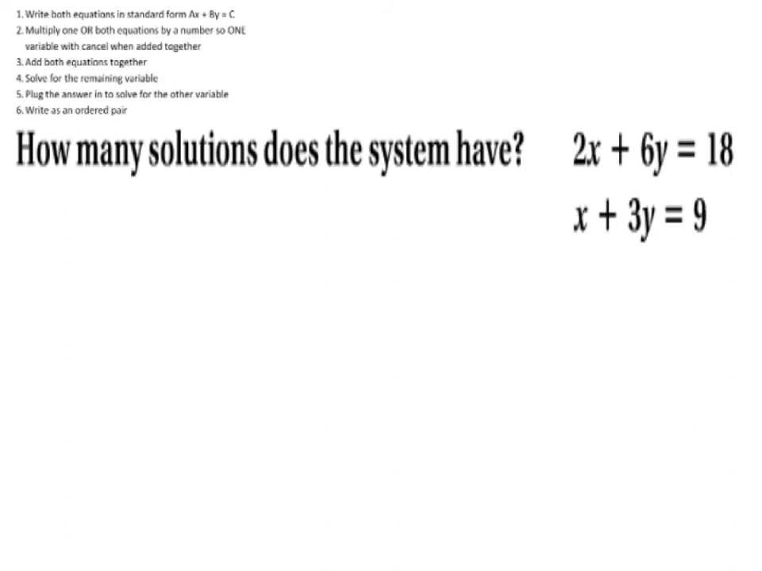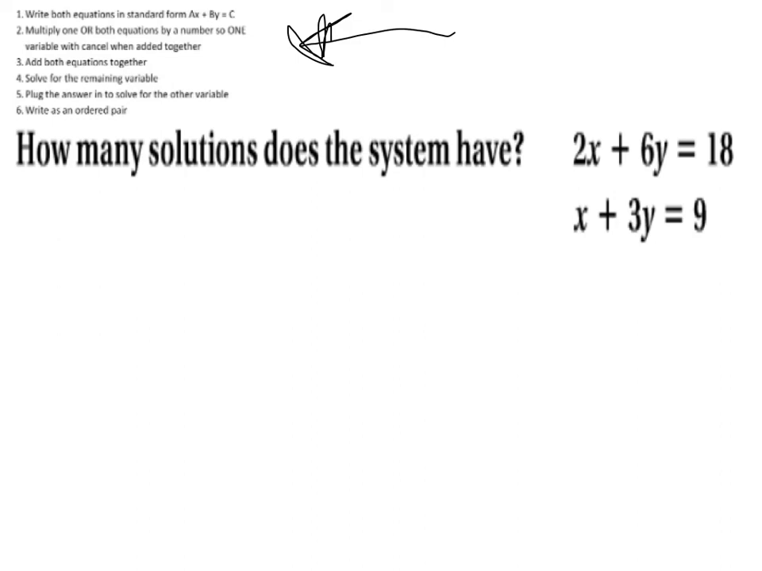So this question is a little bit different. It's asking how many solutions does the system have? So I still have to follow all of my steps right here. So my first step is to get to ax plus by is equal to c. Already got that. My second step is to multiply one or both equations.